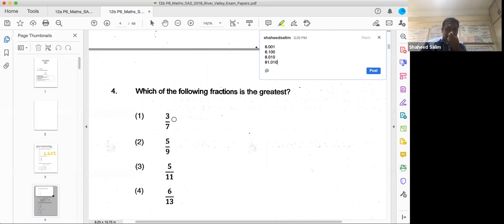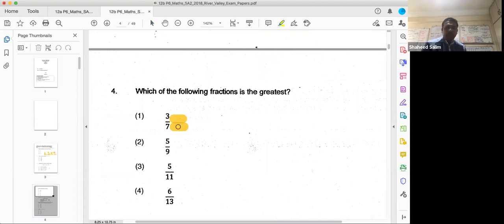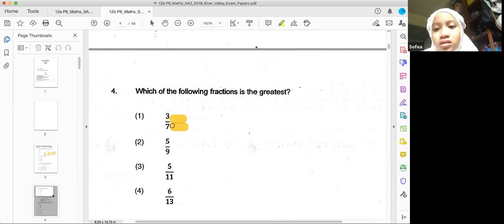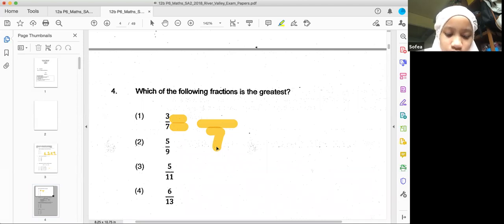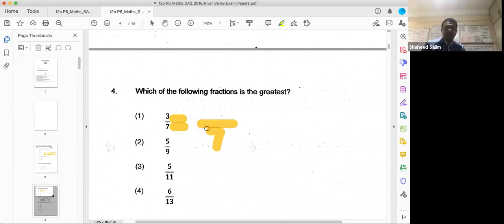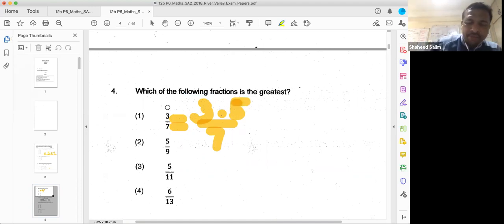Okay, let's say we're going to do it this way. 3/7 is actually less than half. What's half? Let's say the bottom is 7. What is half of 7? Divide by 2. Half of 7 is 3.5. So this is half. This fraction is half, so 3/7 is less than half.